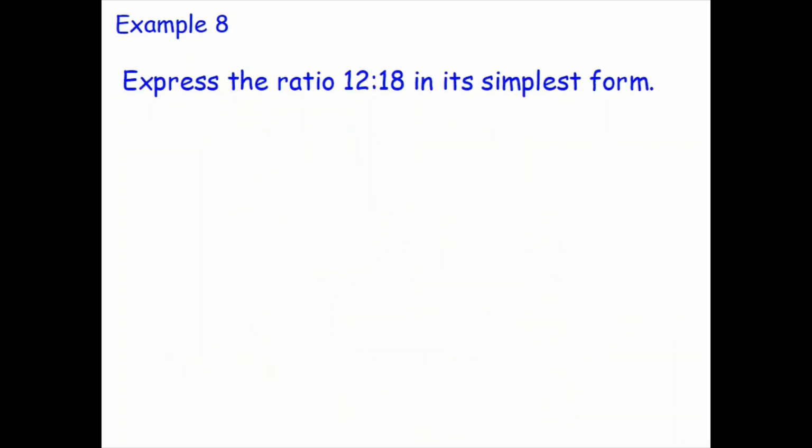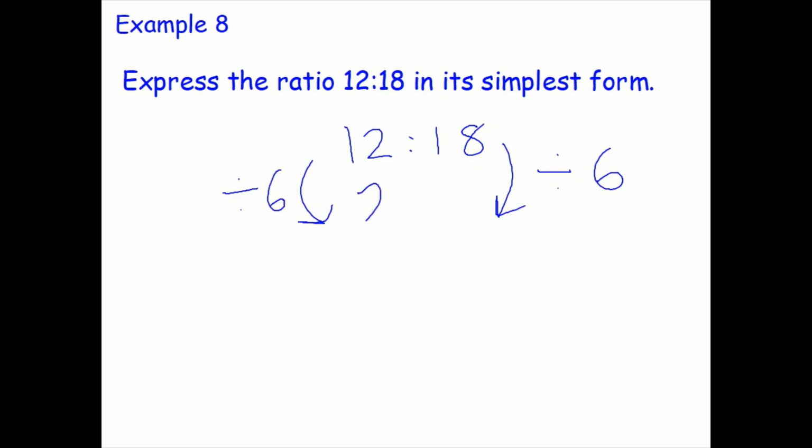Example 8. Express the ratio 12 to 18 in its simplest form. So I'm just dividing through by the highest common factor. What's the biggest number that goes into 12 and 18? It is 6. So I'm dividing through by 6, which gives me 2 to 3. So that ratio in its simplest form is 2 to 3.